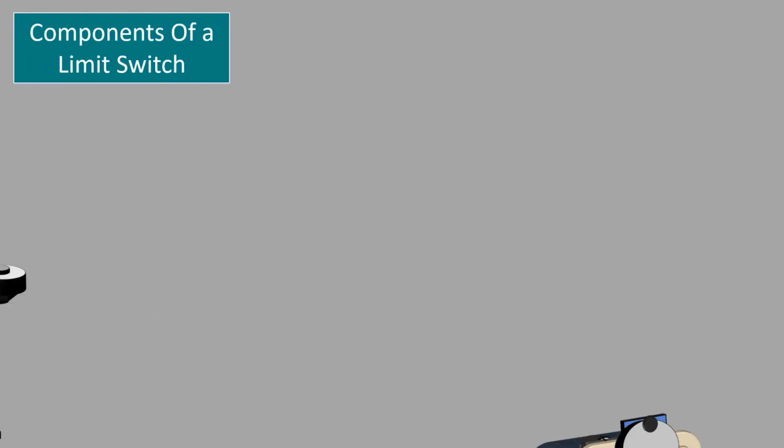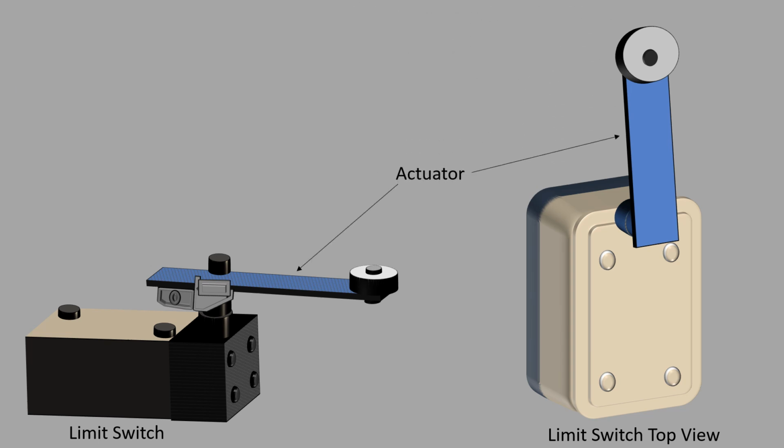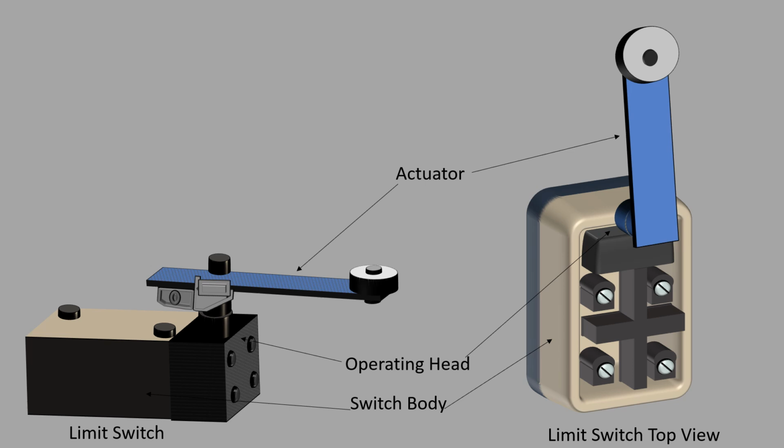Components of a limit switch. A limit switch consists of an actuator with operating head, the switch body mechanism, and a series of electrical terminals that are used to connect the switch to the electrical circuit that it is controlling. The actuator is the part of the switch which physically comes in contact with the target. In some limit switches, the actuator is attached to an operating head which translates a rotary, linear, or perpendicular motion to open or close the electrical contact of the switch.